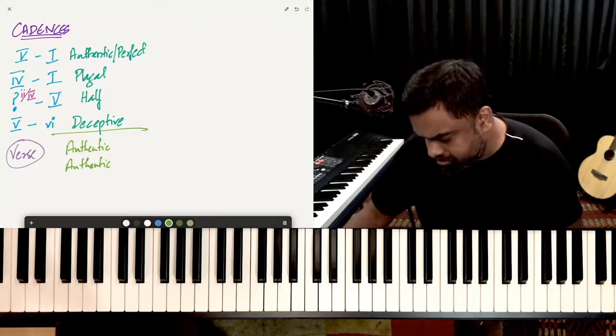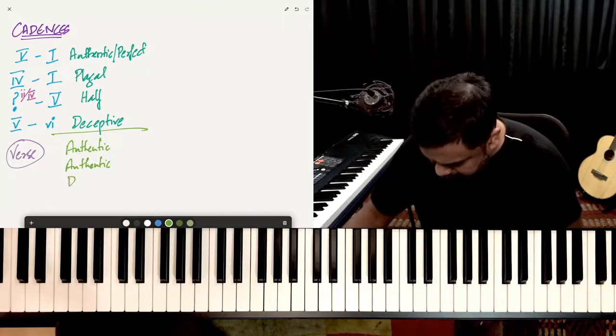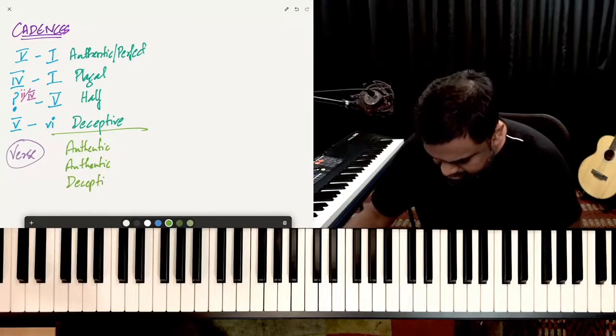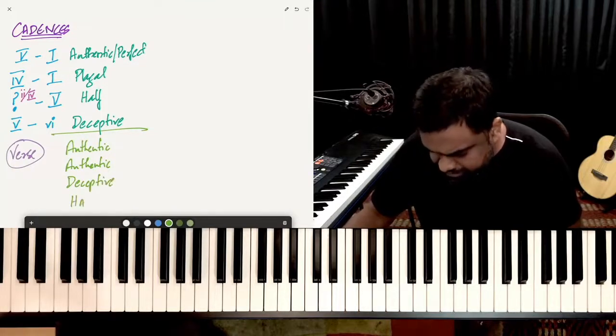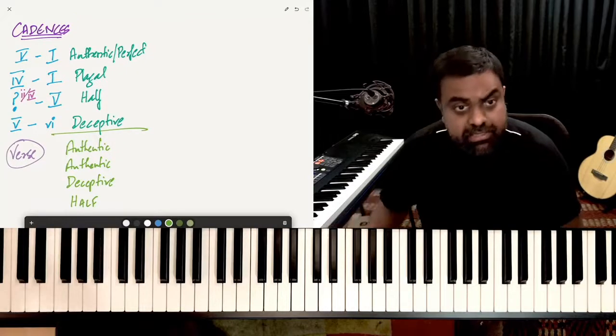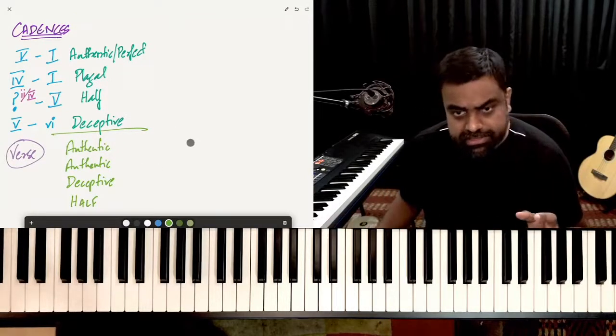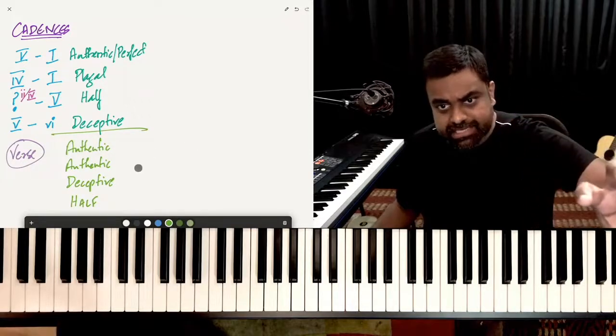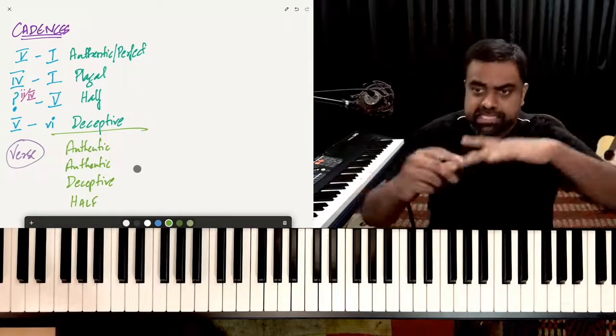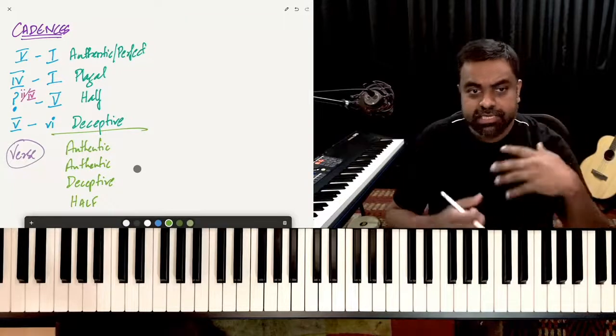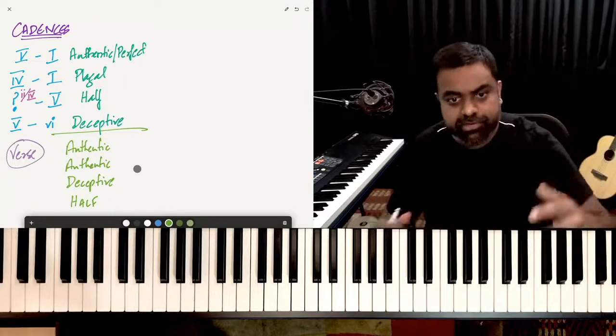Then what shall we do next? We'll do deceptive at the third round and end with a half cadence so that it kind of pulls back. So this is the information, and we do this a lot in our theory classes. We do this as an exercise and then we just brainstorm and everyone composes a melody and we kind of take it forward like that.